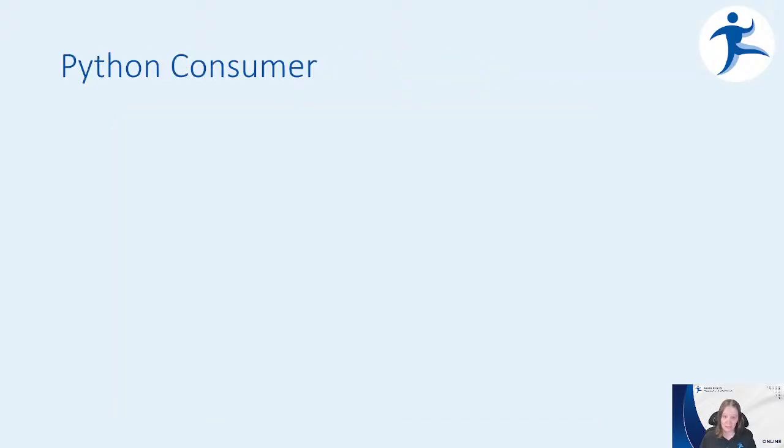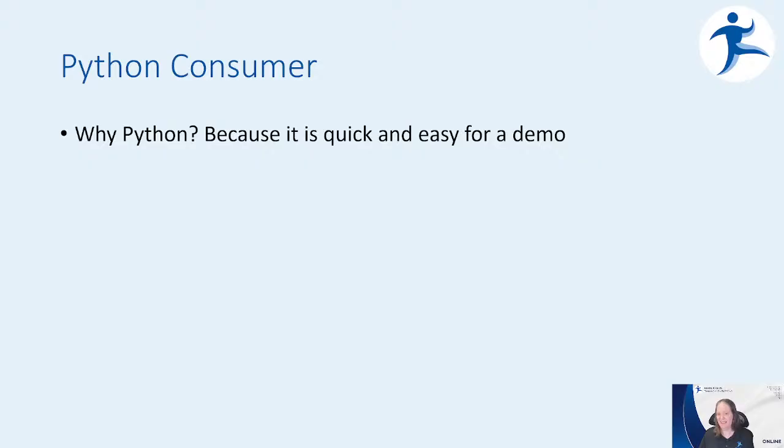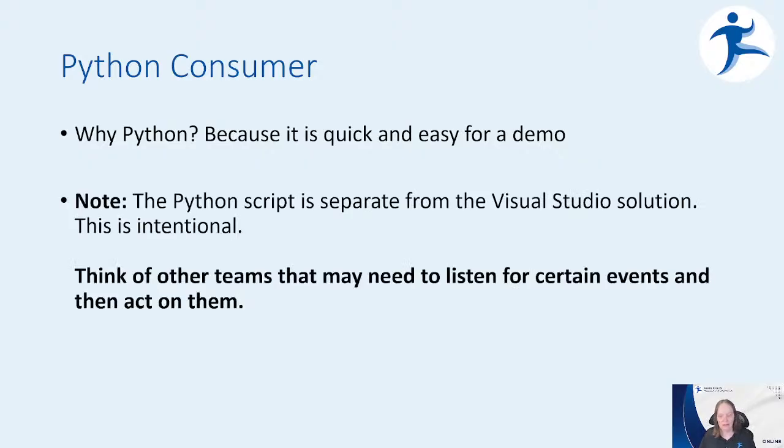We have a Python consumer, and why Python? It's quick and easy for a demo. I like using Python for a scripting language. The Python script for this demo, you'll see it in .NET Aspire because I met with some of the .NET Aspire folks who wanted me to try this out. But we're going to run it separately in Visual Studio Code. So think of it as other teams might need to listen for certain events and then act on them. And that's why we're doing this demo.